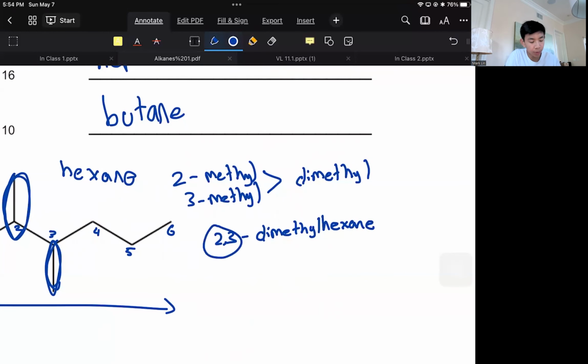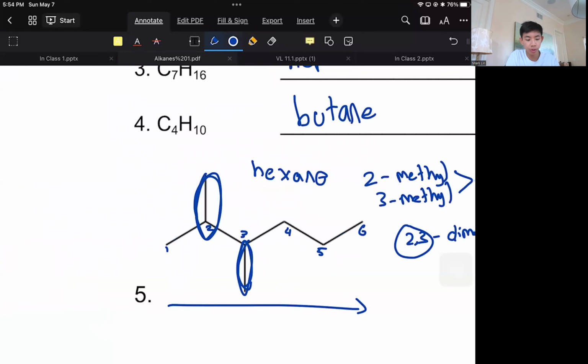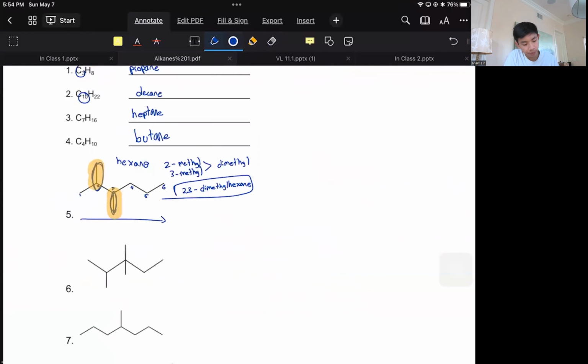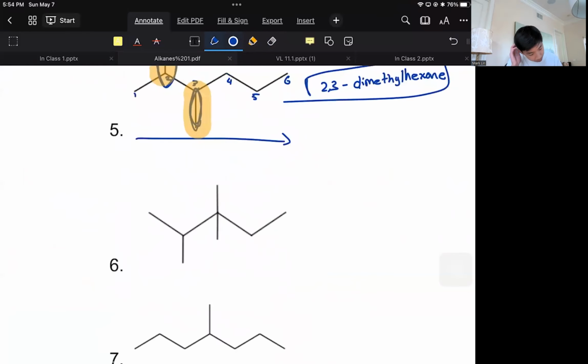And the reason why it's 2, 3 is because there's a methyl at 2, and there's also a methyl at 3. Okay, sweet. First one down. All right, number six.